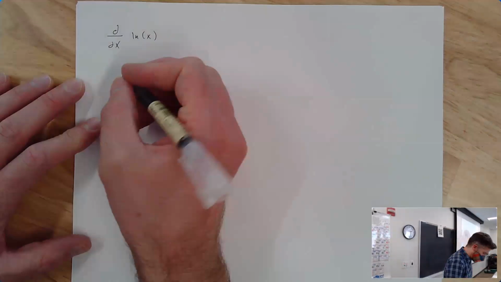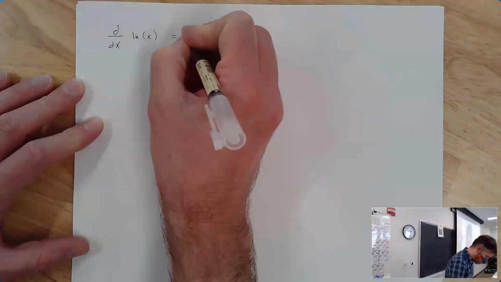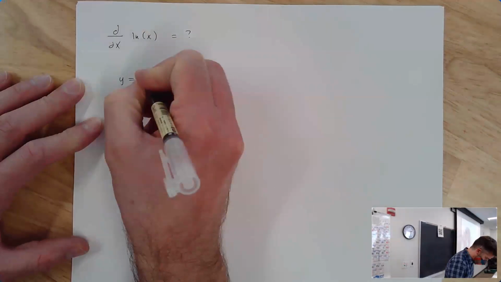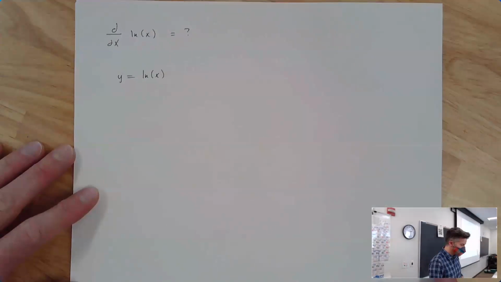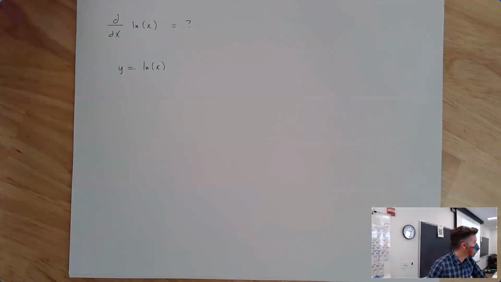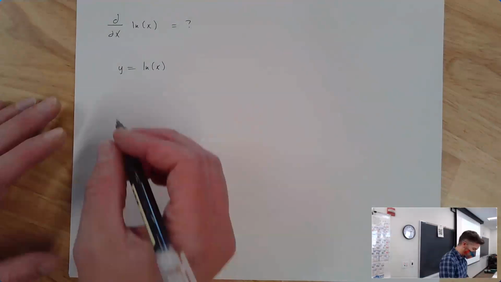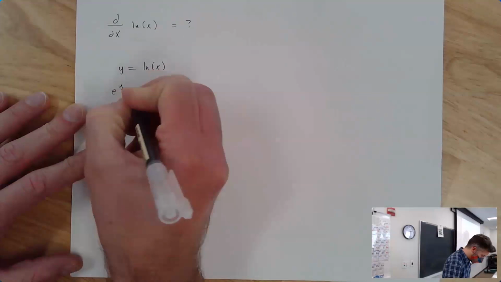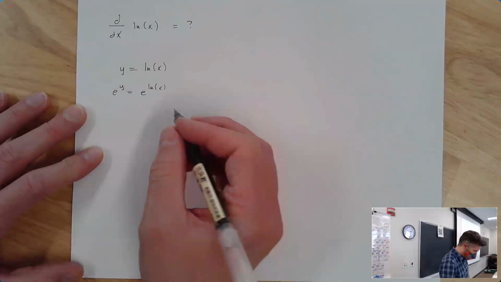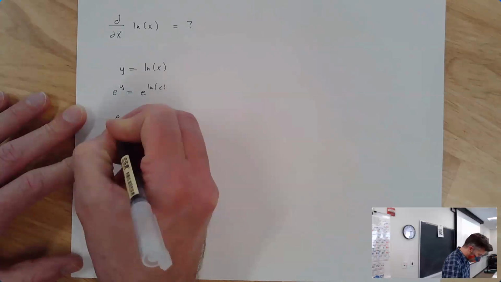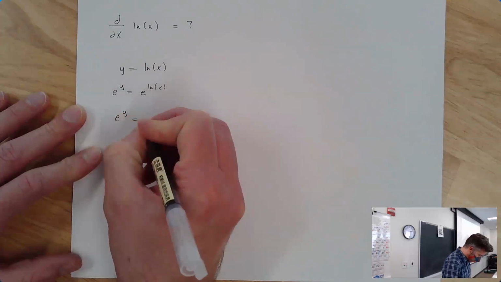We're going to write this as y equal to the natural log of x. And then we're going to rewrite it using the inverse function, essentially. We're going to rewrite this as e to the y equal to e to the natural log of x. And then we're going to rewrite that as e to the y equal to x.